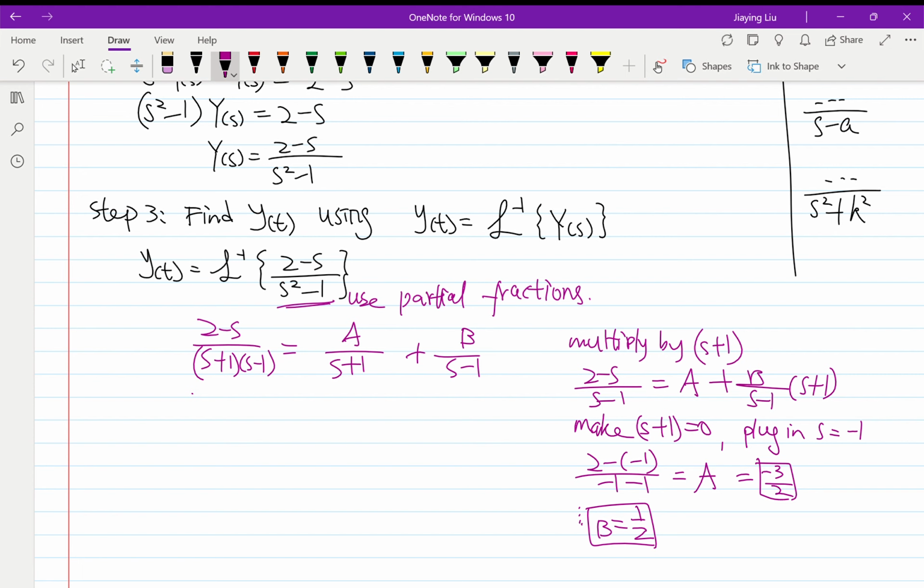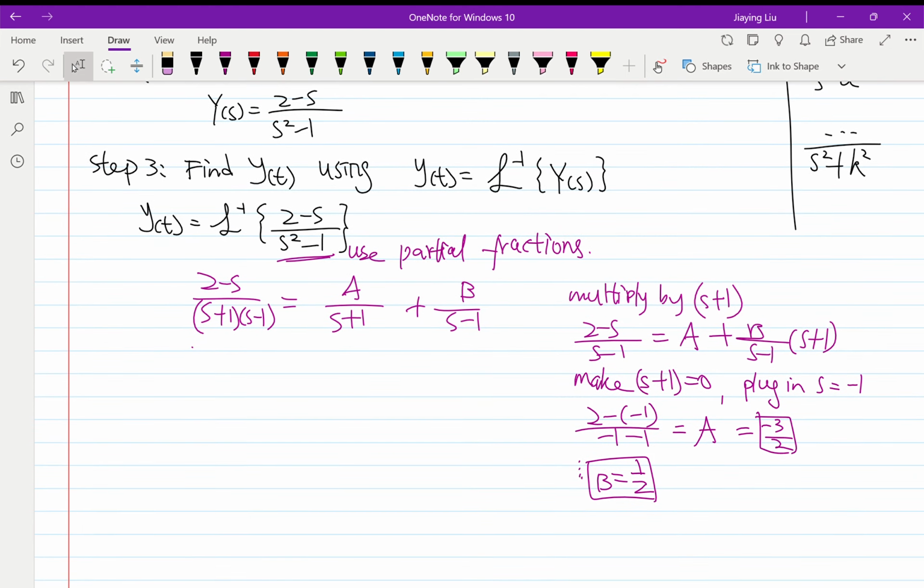You can try it on your own, but just to save time, that's what I have. Okay, so now we found the two partial fractions. I'm going to put it in the form that I prefer. So that's going to be a is negative 3/2, so negative 3/2 times 1 over s plus 1. And then b is 1/2, so 1/2 times 1 over s minus 1, just to separate the coefficients from the fractions.